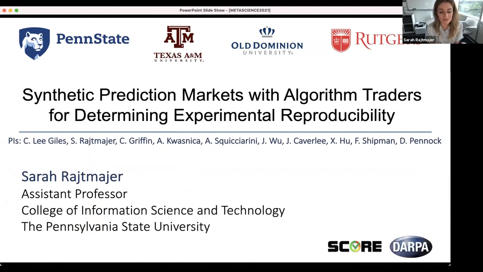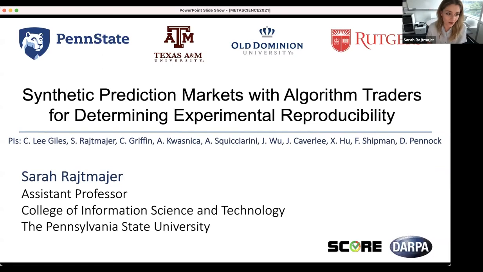I will talk about some work also part of the DARPA SCORE effort, and Fiona really nicely illustrated the three task areas and pinpointed where we sit in the third task area, which is looking to develop machine learning algorithms to score confidence in published claims. So our effort is called Synthetic Prediction Markets. We are using bot traders within these artificial markets to determine experimental reproducibility.